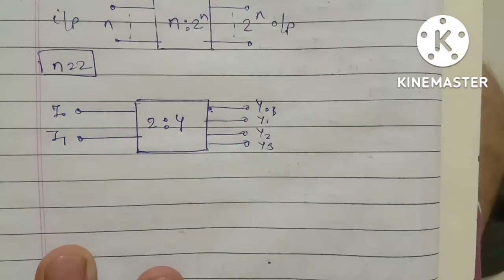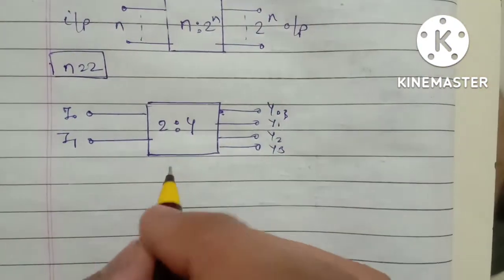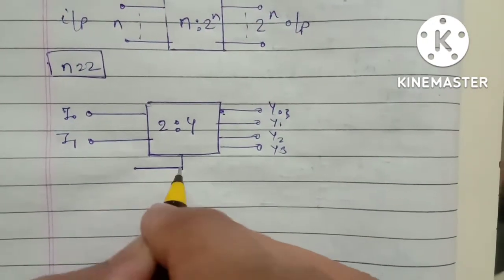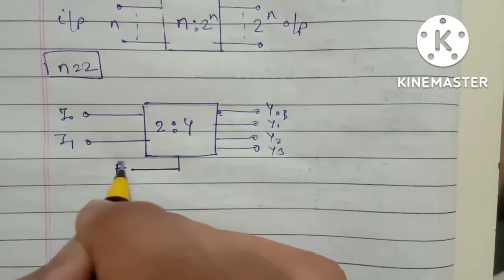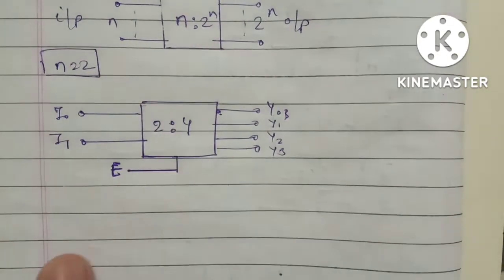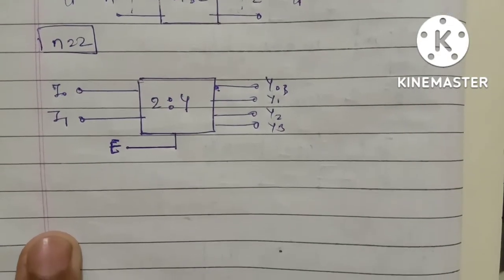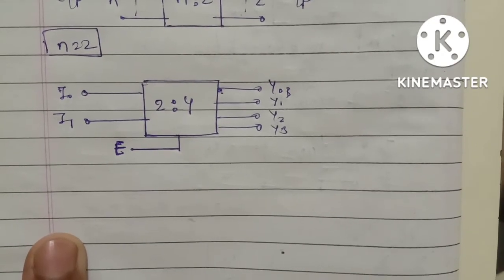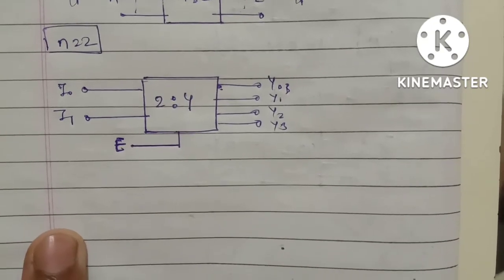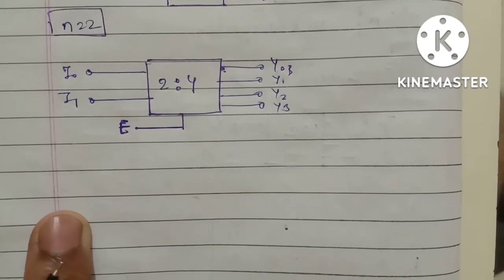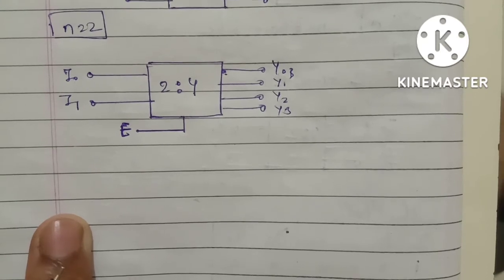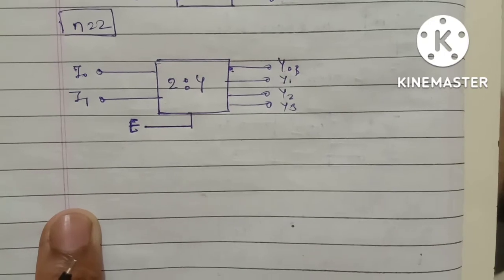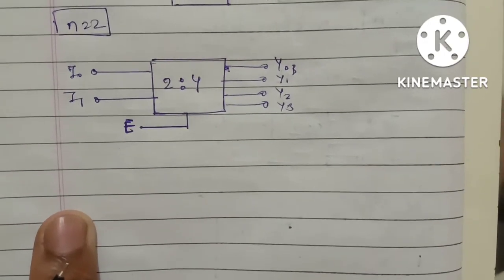I already told you regarding the enable, sometimes they provide an enable pin. If this is enabled, then only the circuit will work, otherwise it won't provide you the output. The decoder takes the input and gives you the output only if it is enabled. Enable is like a power pin: if you don't give the power, the circuit won't work.